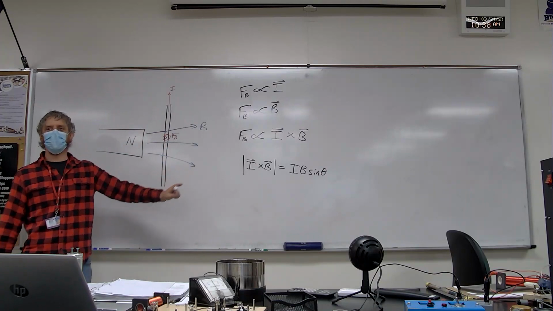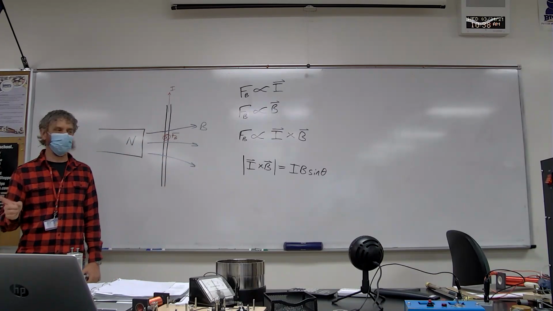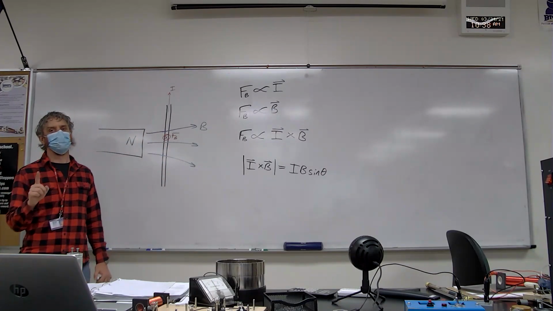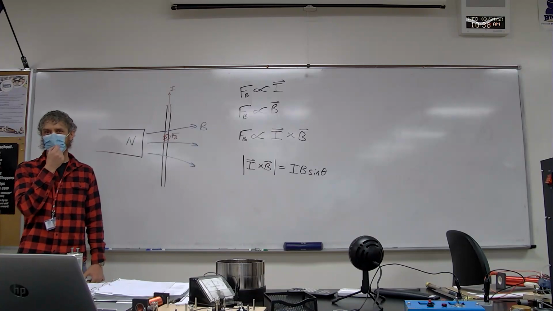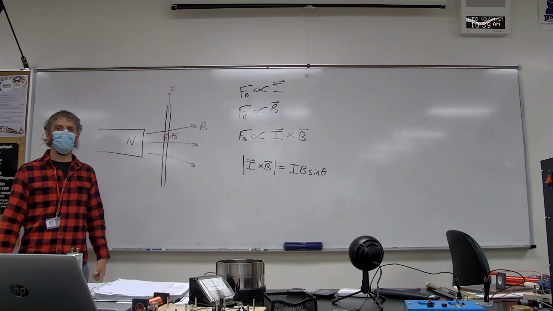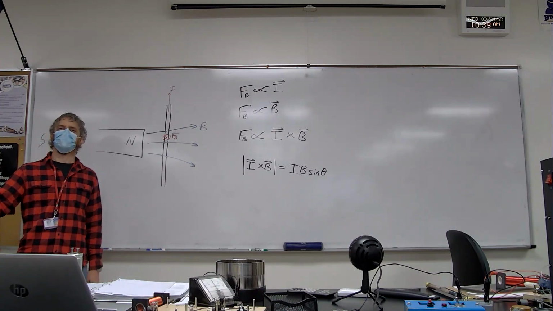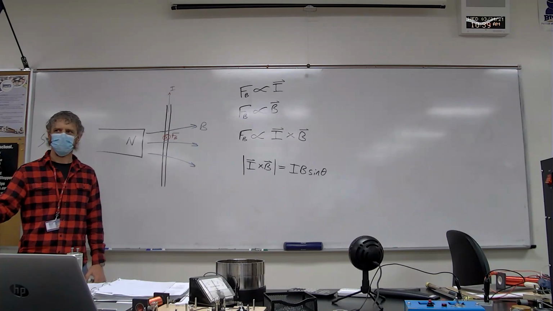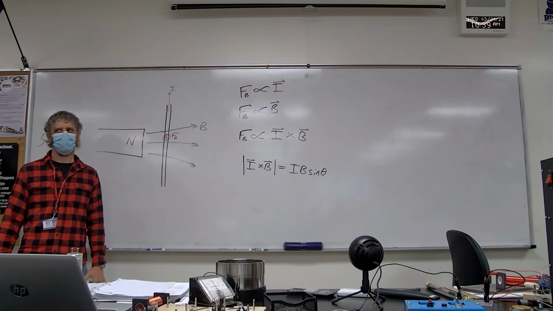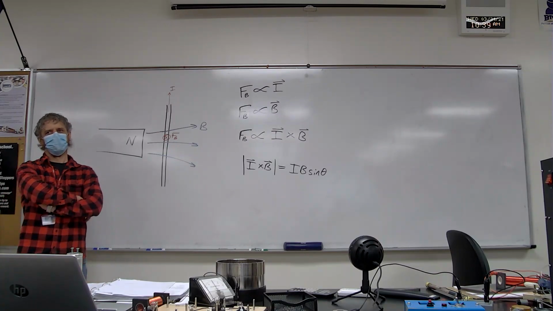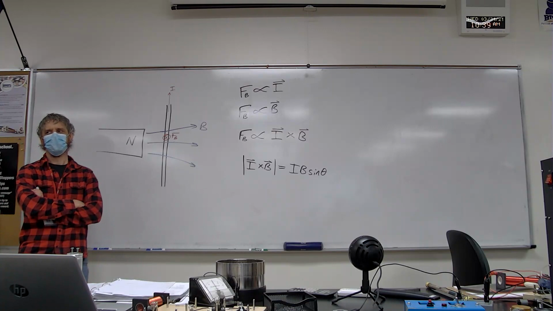So this tells you the magnitude. Very, very often, theta is going to be 90 degrees or 0 degrees. So everyone together, what's the sine of 0 degrees? 0. What's the sine of 90? Wait, 1. The sine of 90 is 1, and the sine of 0 is 0.